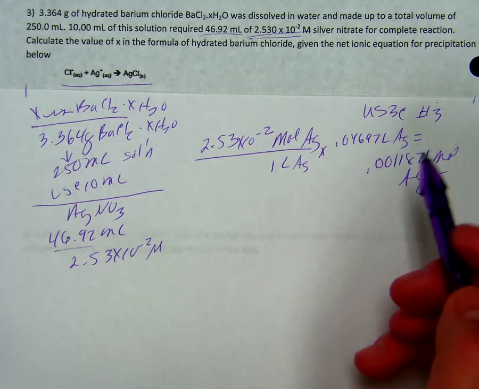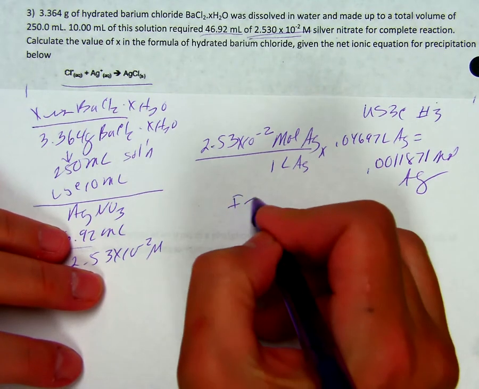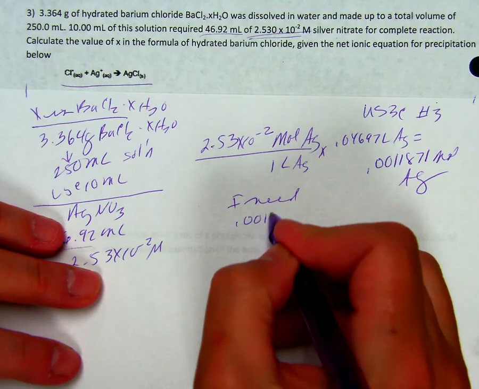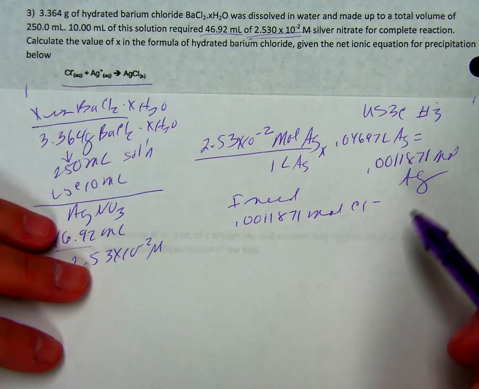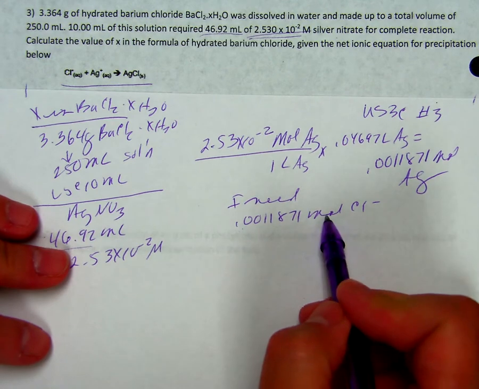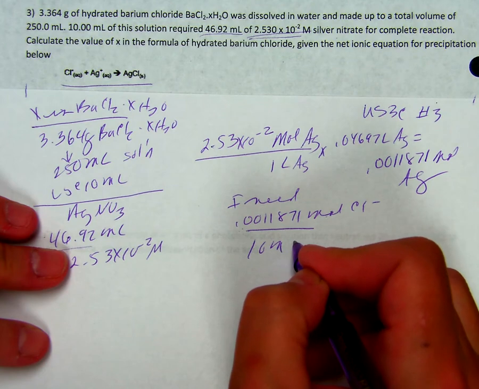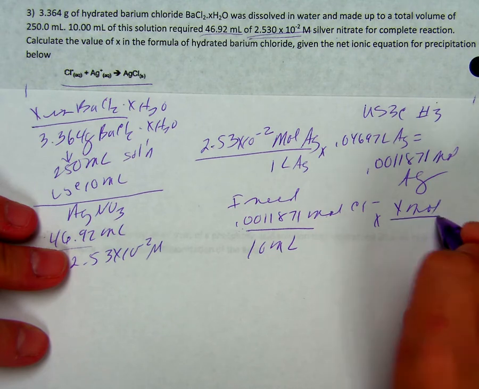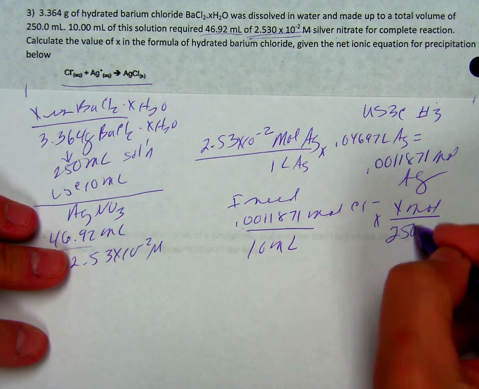So now I need to figure out, because this is a 1-to-1 ratio, I need 0.0011871 moles of chloride ion to make this reaction go to completion, right? So if I have this much chloride that comes from the 10 milliliters of the solution I added, the question is, in that original solution, how many moles of the barium chloride, or barium chloride hydrate, did I have in my 250 milliliters?